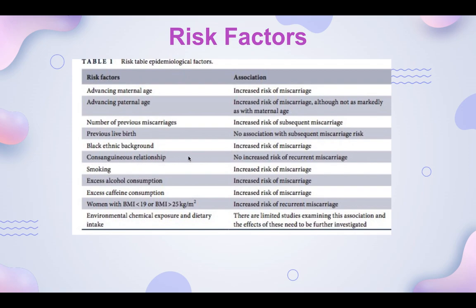Then consanguineous relationship, no increased risk of recurrent miscarriage. Consanguinity is not going to increase the risk of miscarriages.